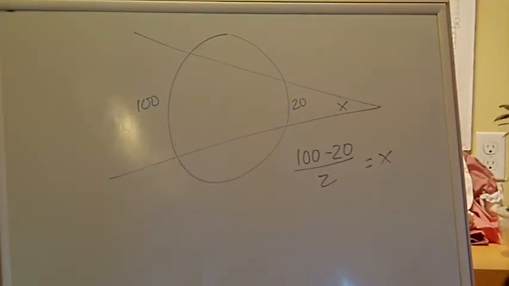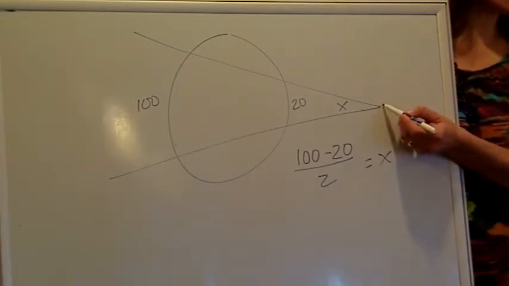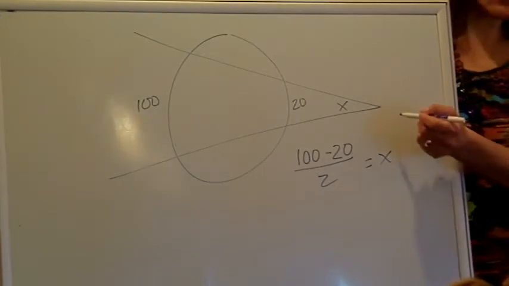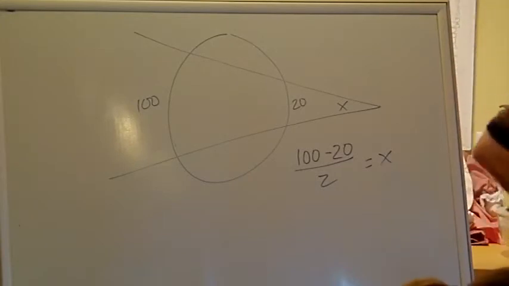So it depends on whether your secants intersect outside or inside the circle. If your two secants intersect outside, you subtract. If they intersect inside, you add. Okay?